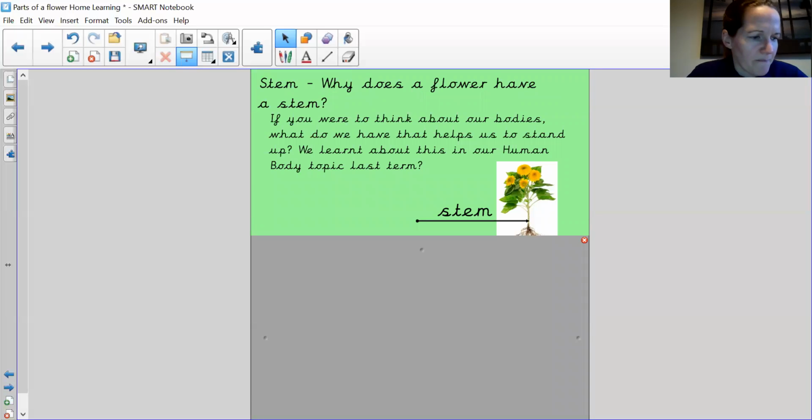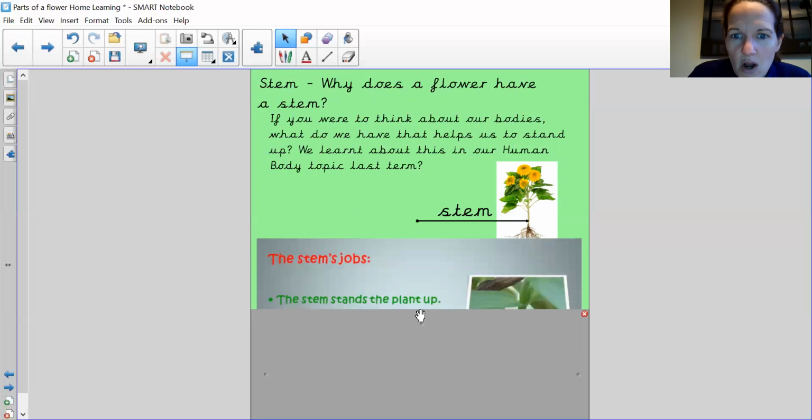What about the stem? Why does a flower have a stem? If you were to think about our bodies, what do we have that helps us to stand up straight? If we didn't have it, we would fall over. Do you remember? Well done if you said your spine or if you said your bones. So we have bones in our bodies, we have our spine, which helps us to stand up. You think that's why a flower has a stem?